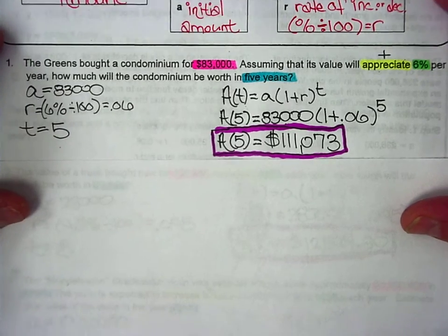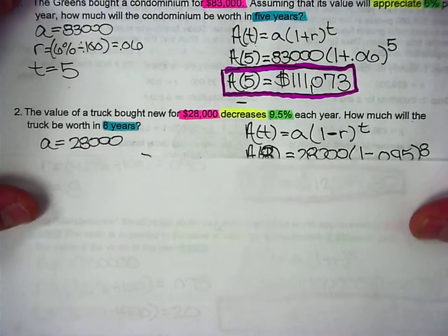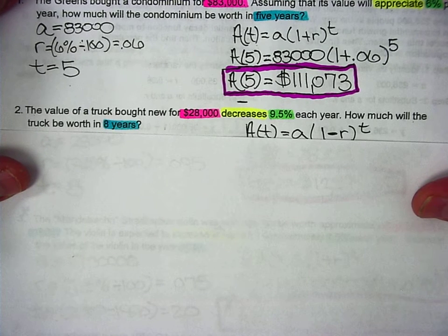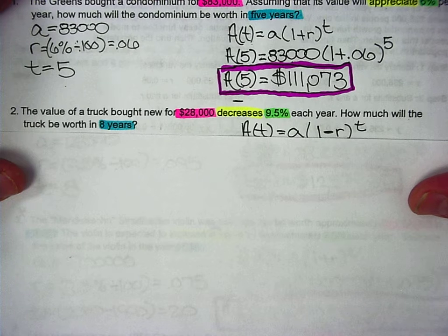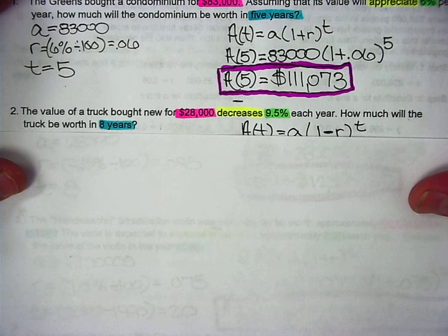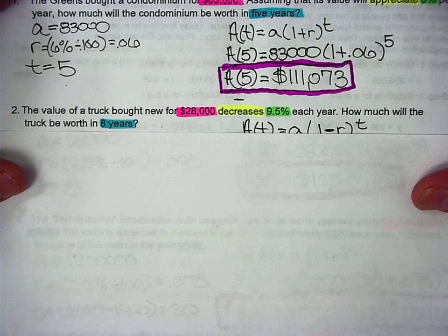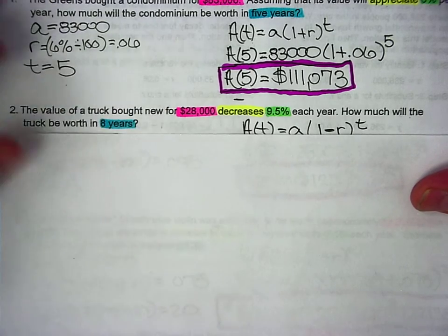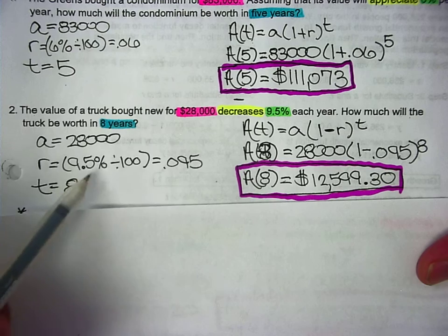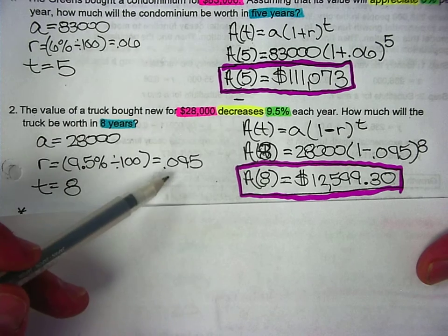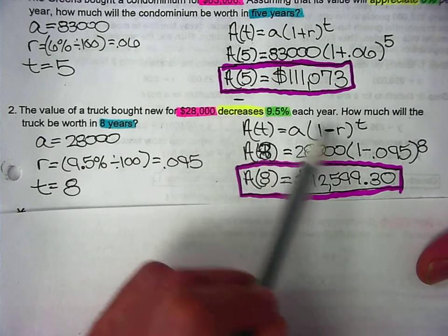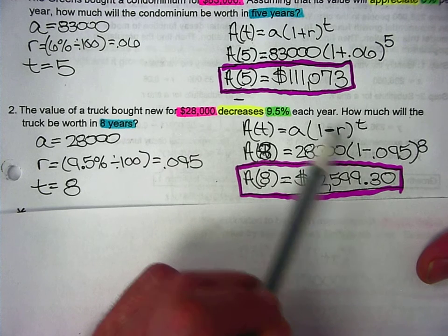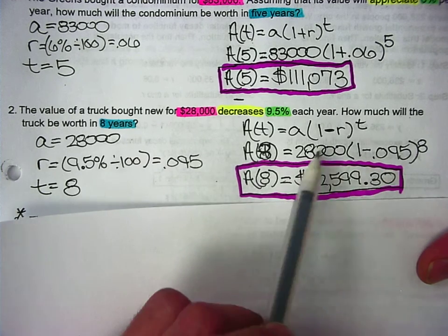Our next example over here, number 2. It tells us the value of a truck bought new for $28,000 decreases at 9.5% each year. How much will the truck be worth in 8 years? So the same thing here. I identified my initial amount, my rate, and my time. I took the rate, of course, divided by 100, just like I did above, and got the pure decimal. And since I have decreasing, I'm going to use the subtraction sign in my formula for exponential decrease. So I have subtraction. I have all my parts plugged in.